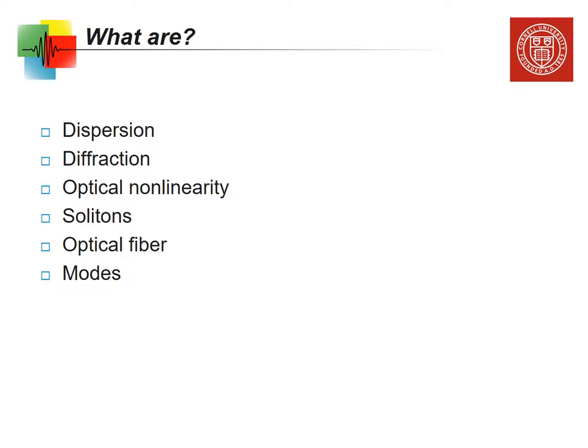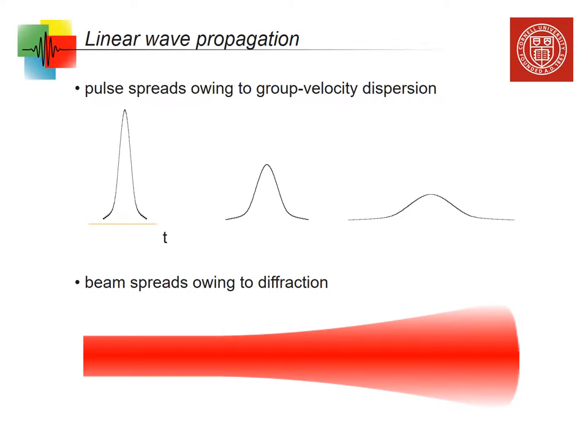So you need to understand what dispersion and diffraction are. You need to have a first-order picture of optical nonlinearity, and with that you can have another first-order picture of what a soliton is. You need to understand what optical fibers are and what the modes in them look like. So, dispersion and diffraction. A pulse of light contains multiple colors, multiple frequencies, and in any material, those frequencies travel at different speeds. As a result, a pulse is going to broaden as it propagates in the material. You'll have red at the beginning and blue at the end because of these different speeds. Red might be at the beginning and blue may be at the end, or vice versa, depending on the sign of the dispersion. But either way, you're going to get a broadened pulse.